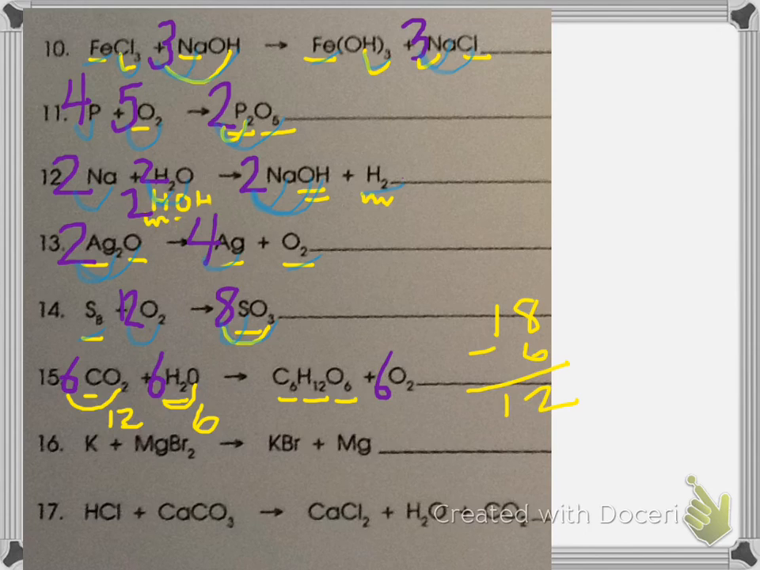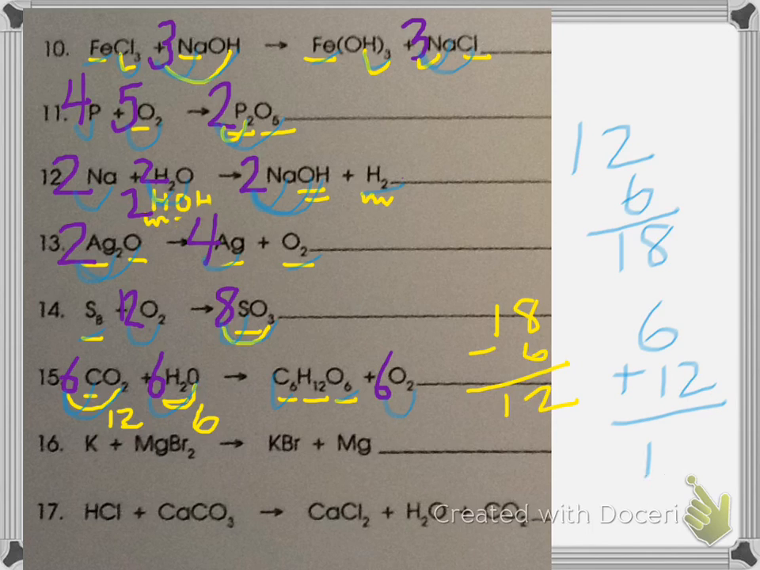I think it's balanced. I'm going to check. So 6 carbon, 6 carbon. 6 times 2 is 12 oxygen. 6 times 1 is 6 oxygen. So I have 18 oxygen on my reactant side. I have 6 oxygen plus 6 times 2 is 12. So I have 18 oxygen on my product side. And then checking my hydrogen, I have 6 times 2, which is 12 hydrogen, and I have 12 hydrogen. This is properly balanced.